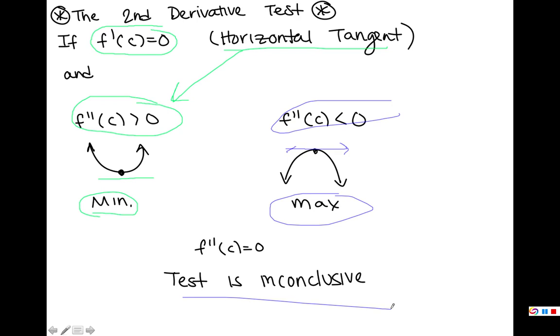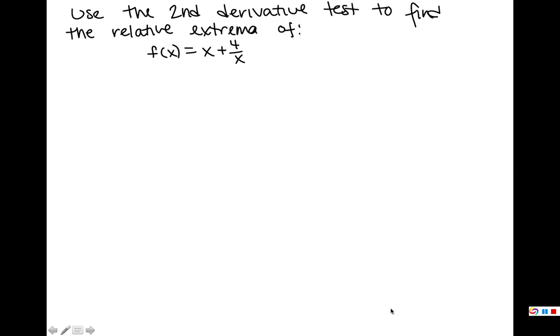All right, so let's see how this works by actually doing an example. Use the second derivative test to find all relative or local extrema of the function f of x equals x plus 4 over x. So the first thing I'm going to do is find my derivative and set it to 0. I want to find my critical points first. So there's my first derivative. Derivative of x is 1.